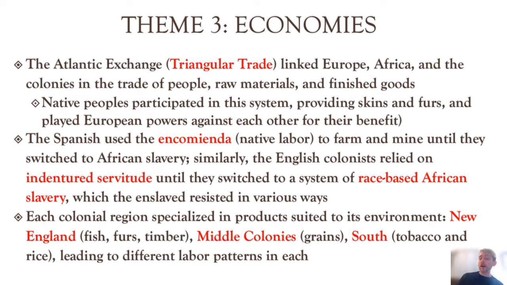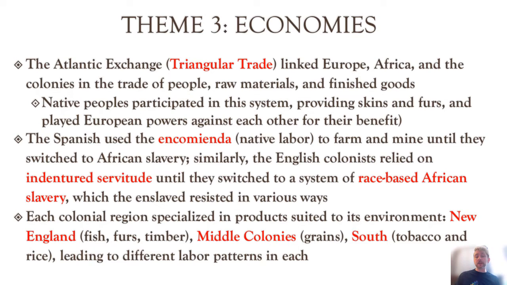Native peoples are actually a part of this system of triangular trade. They are often providing fur and skins to Europe, and in exchange for things like bullets and alcohol and paint and clothing. In order to get the best trade deals and to keep Europeans out of their hair, native peoples will play Spain against France, or England against France, or England against the Dutch, or France against the Dutch, in order to try to get the best benefit out of this system.